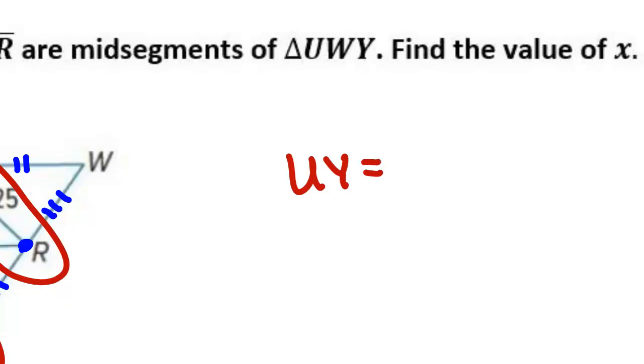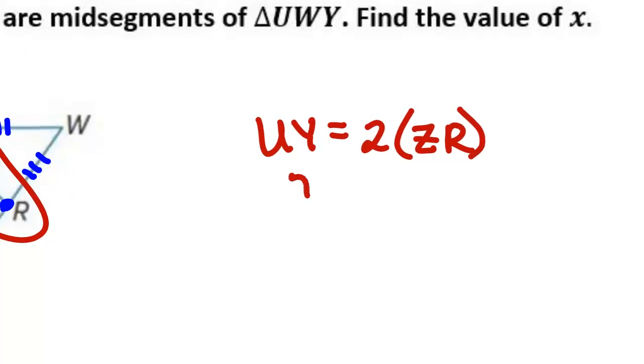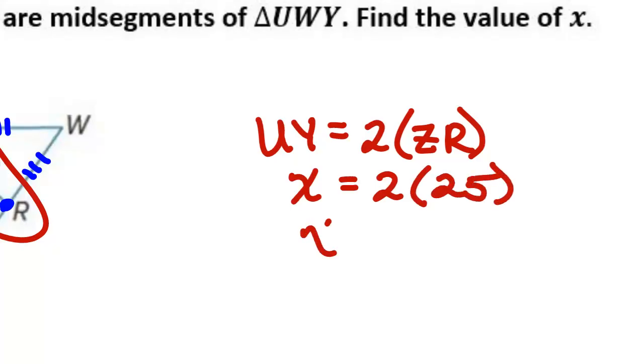So UY equals 2 times ZR. UY has been represented by X. That would be 2 times 25. So X is 50.